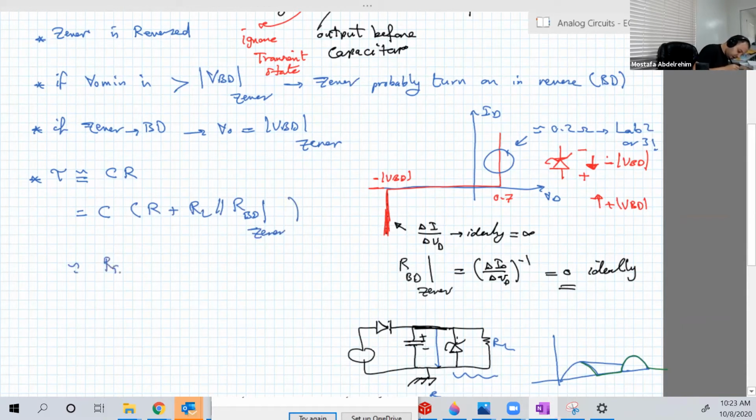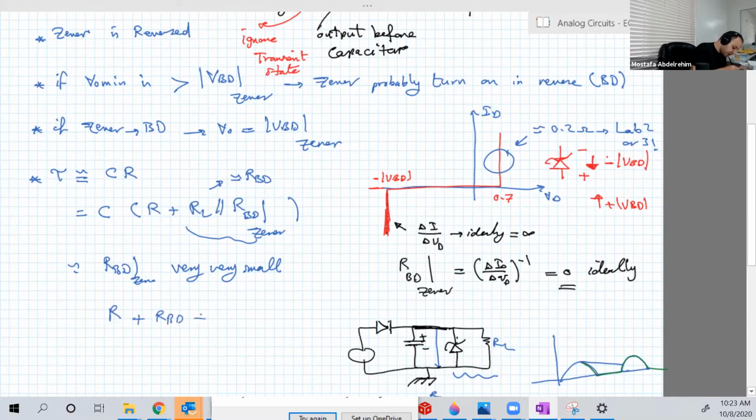Since R breakdown of the Zener is very, very small, this thing here will be approximately equal. It's actually less than R breakdown. And R plus R breakdown is approximately equal to R. If R is big, even 100 ohm will be sufficient to be much greater than R breakdown.